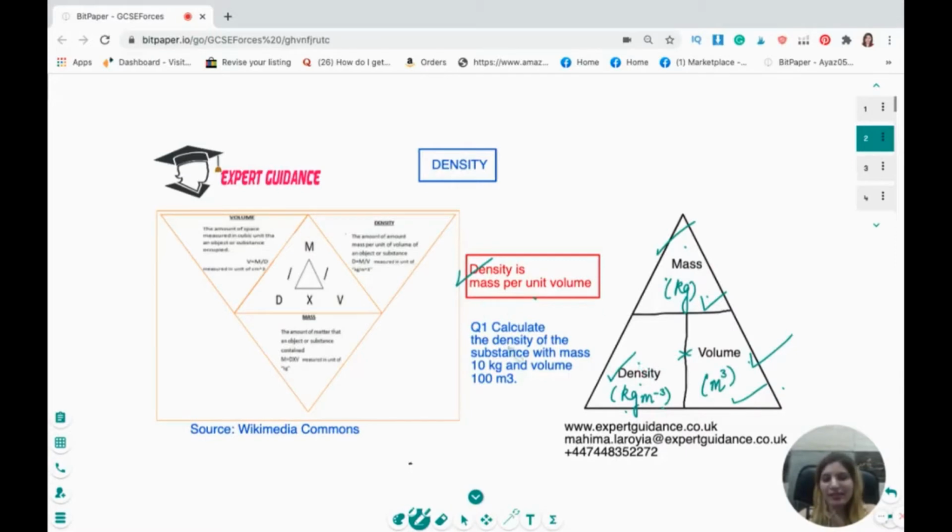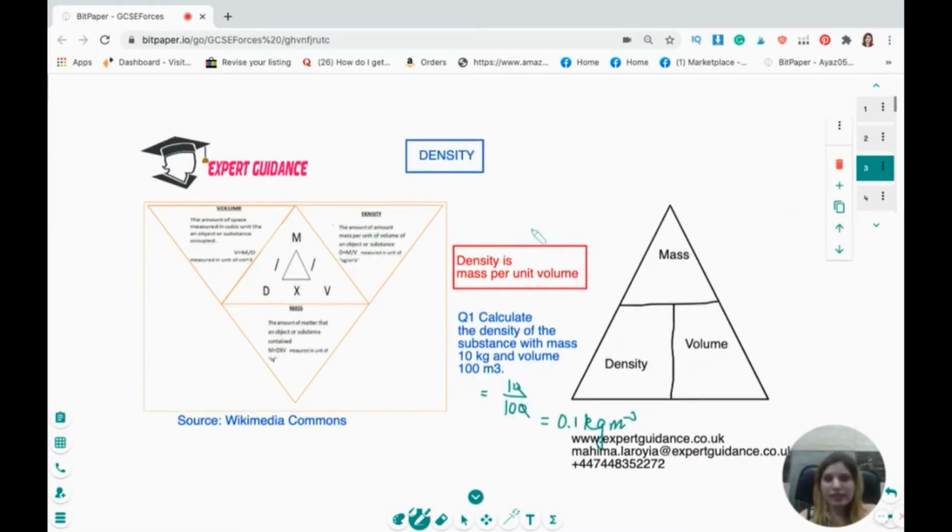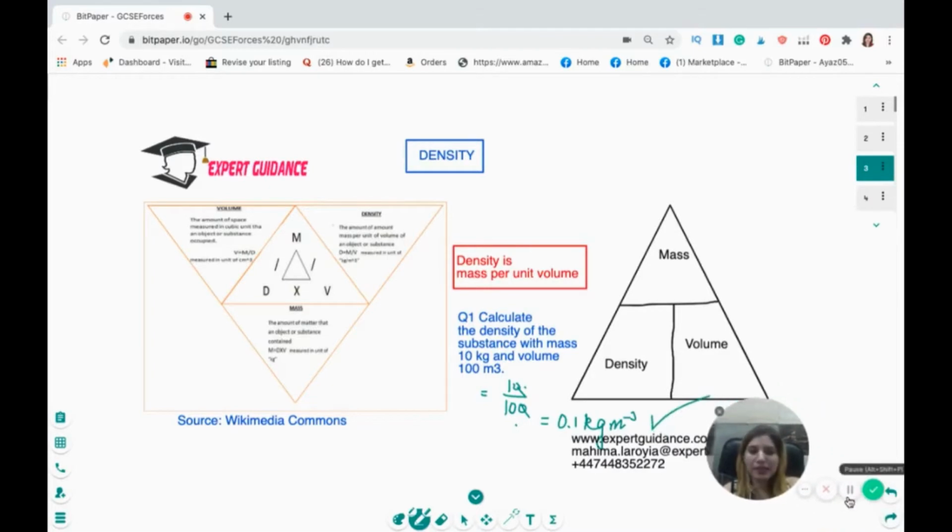So let's look over an example. Calculate the density of this substance with the mass of 10 kgs and volume 100 meters cubed. Now, density is mass over volume. So we'll do 10 over 100, which will be 0.1 kilograms per meter cubed.